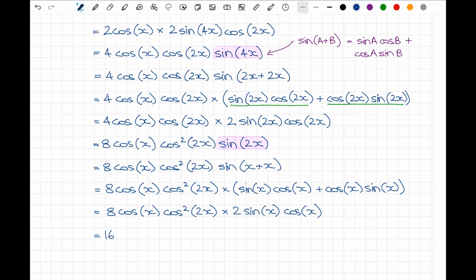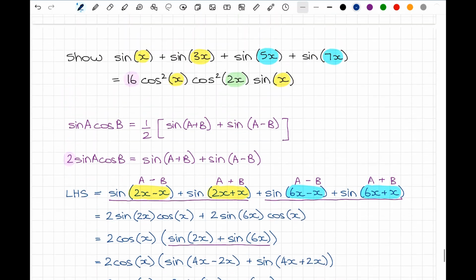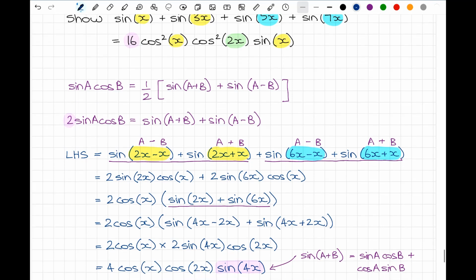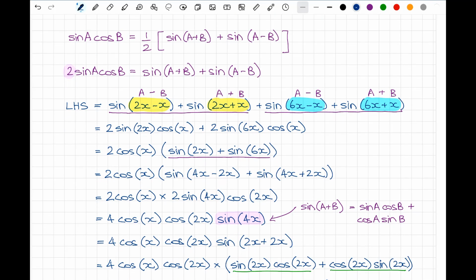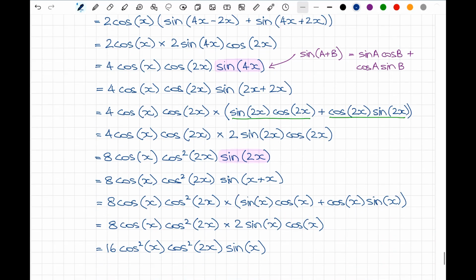We've got cosine x times cosine x, which is cos squared x. We've still got our cos squared 2x. And then finally our sine x as the final term. And that's exactly the right-hand side that we were being asked to show. So by working through very carefully, we've essentially just used two of the results on our reference sheet to get to where we needed to get to.